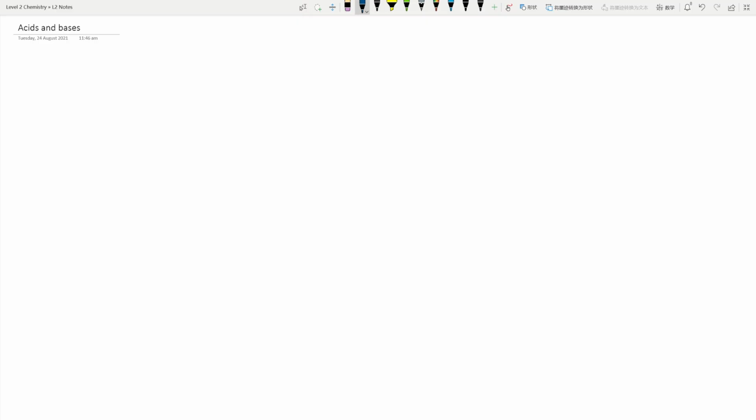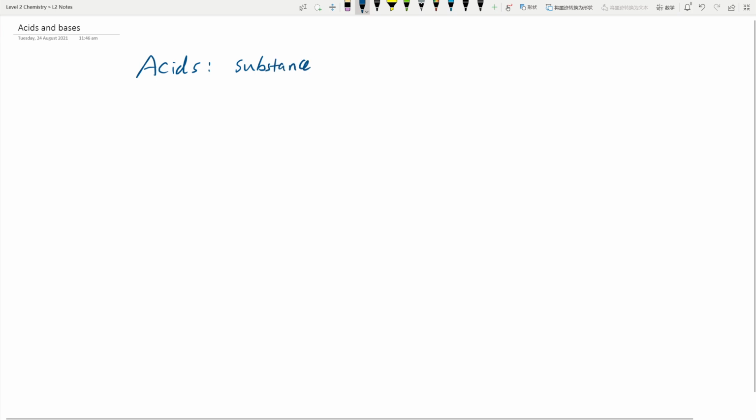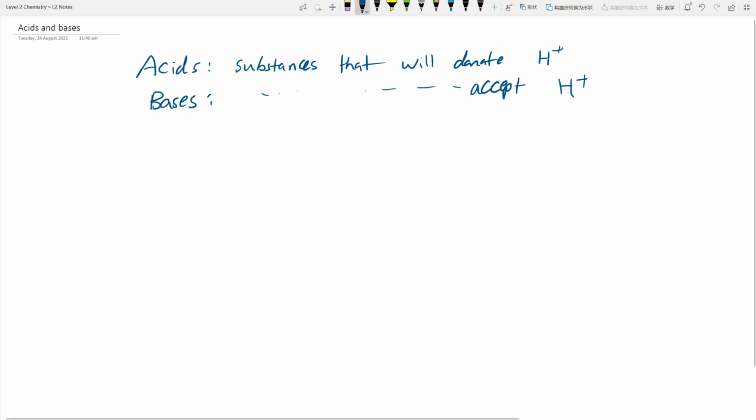So as a year 12, you would have learned in NCEA level 1 about acids. So what is the definition of acids? These are substances that will donate H plus ions when they react. And what are bases? Bases are substances that will accept H plus ions. So we are looking at what we call the Brønsted-Lowry acids and bases.